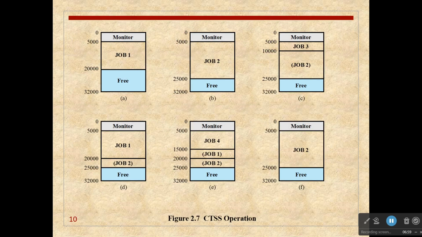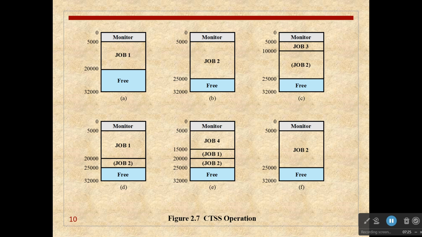To minimize disk traffic, user memory was only written out when the incoming program would overwrite it. This principle is illustrated in Figure 2.7. Assume that there are 4 interactive users with the following memory requirements in words. Job 1, 15,000. Job 2, 20,000. Job 3, 5,000. And Job 4, 10,000.